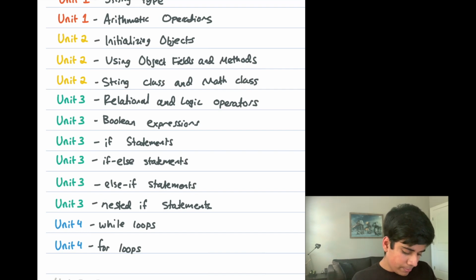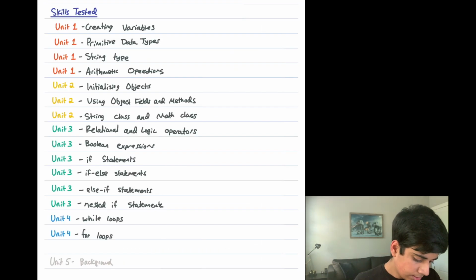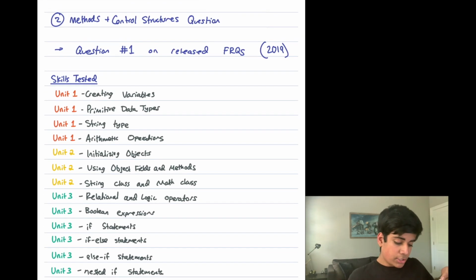And then the last part will be unit 4, while loops and for loops. And even though those are 2 bullet points, those are very, very important, especially for loops. Make sure you know the 3 parts of the header and you're able to write each part correctly. Okay, so that is pretty much all of the things that you'll need to know for questions 1 and 2.